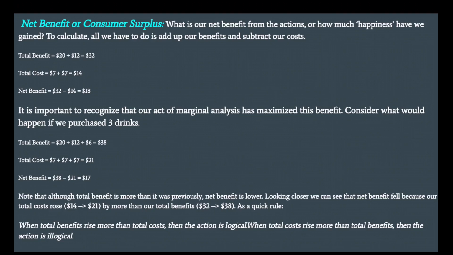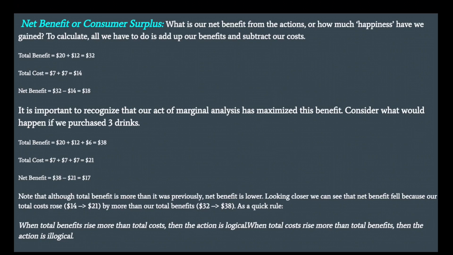It is important to recognize that our marginal analysis has maximized this benefit. Consider what would happen if we purchased 3 drinks. If we go with the third one, what will happen? Let's see. So total benefit here, by adding all 3, is $20, $12 and $6. We get $38, whereas the total cost is $21. The net benefit is $38 minus $21, which is $17.